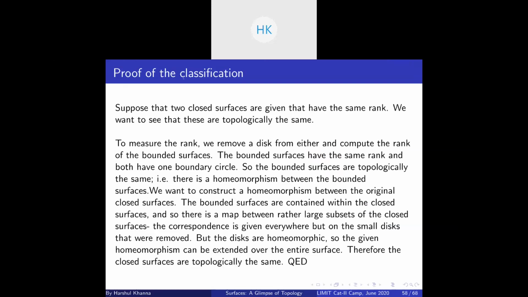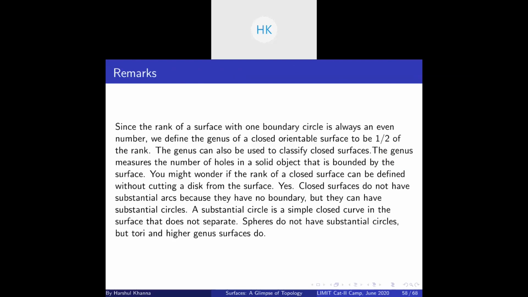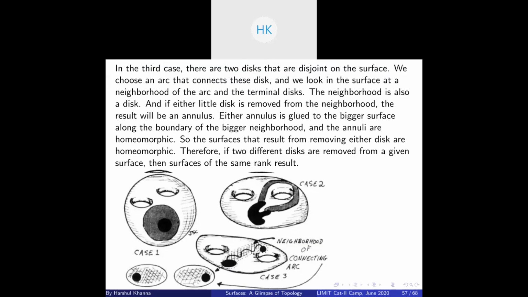So, proof of the classification. Now suppose two closed surfaces. Now what you do is basically, okay, let me show. Suppose you have a surface, let's say this, and what I will do is remove a disk from it. That should give me the rank, right?